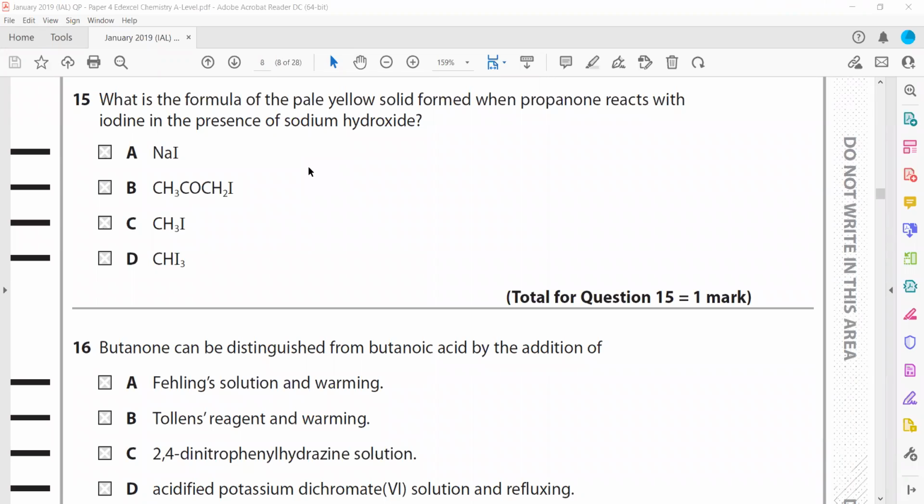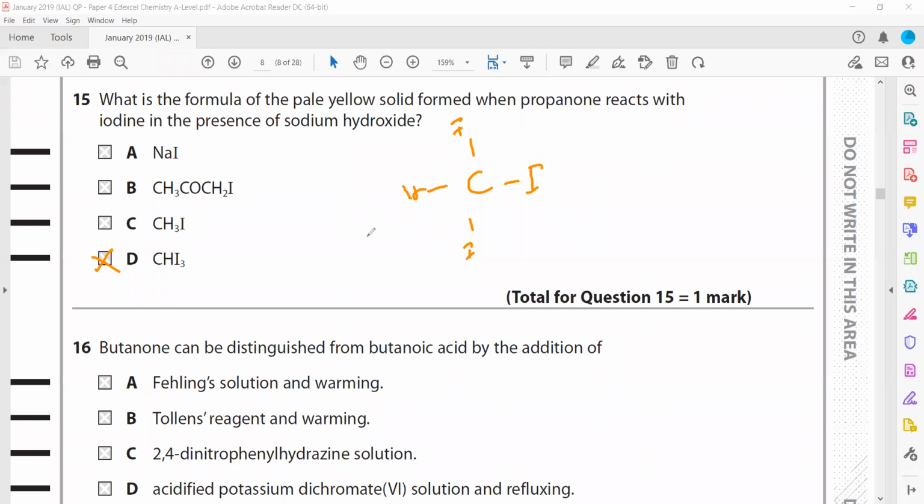Question 15. What is the formula of a pale yellow precipitate formed when propanone reacts with iodine in the presence of sodium hydroxide? So the precipitate is basically iodomethane. Sorry, the precipitate of triiodomethane is produced. So 3 iodine atoms are there and 1 hydrogen, triiodomethane, and this will give a yellow solid or yellow precipitate.